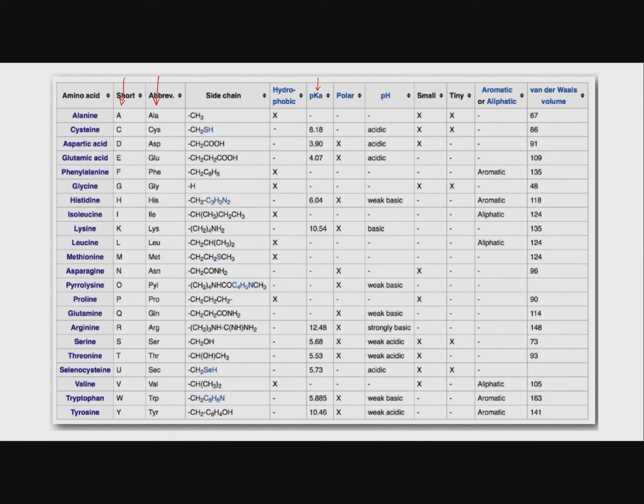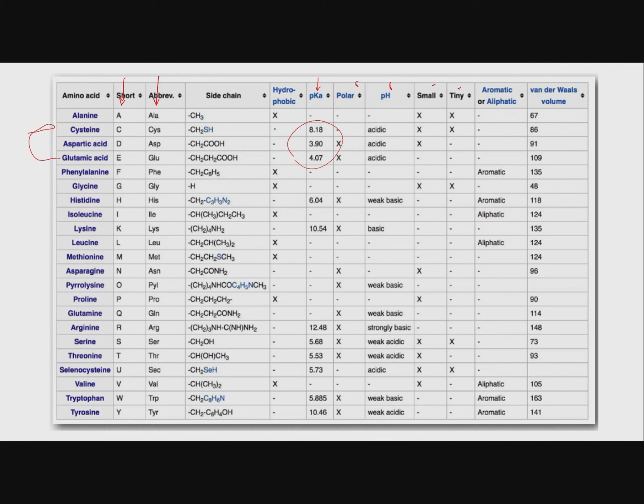So aspartic acid, cysteine, glutamic acid, right? These guys right here. They all have an acidic hydrogen that they can lose. So if they don't have acidic hydrogens, then they're not shown with any numbers there. You can see whether they're polar, their essential pH, small, tiny. I'm not really sure what small or tiny refer to here.